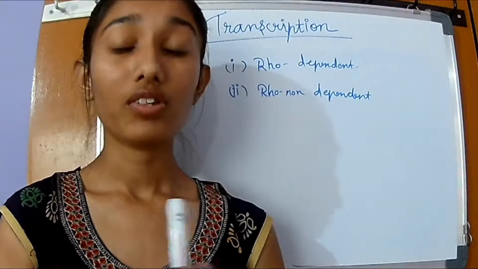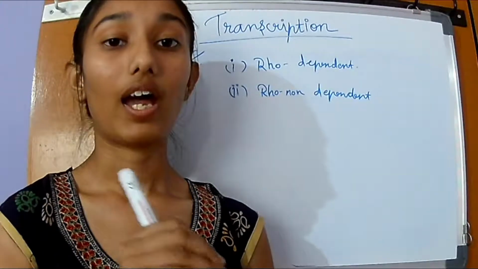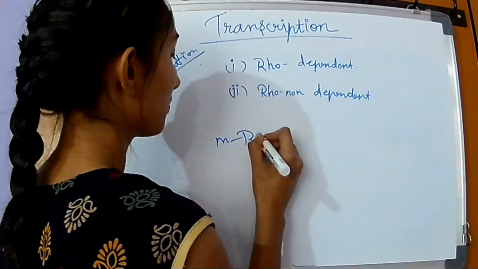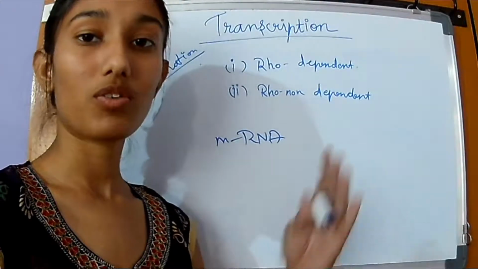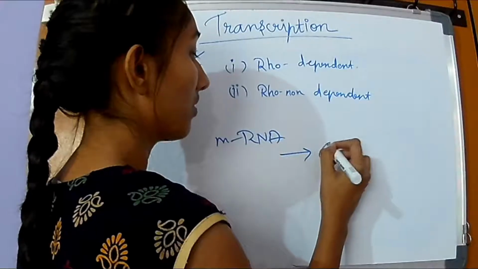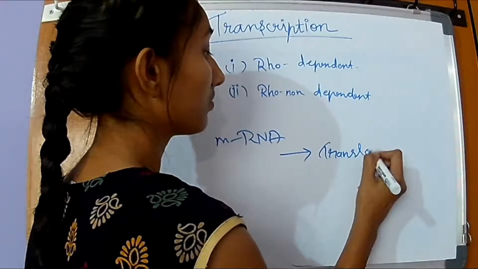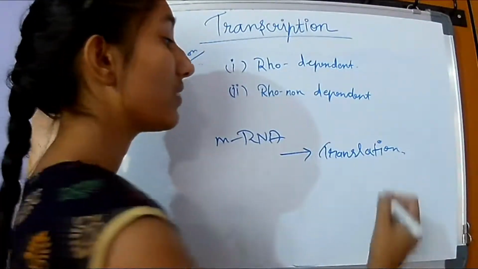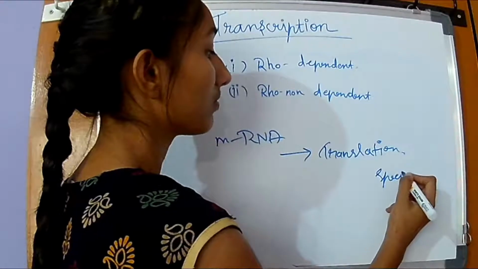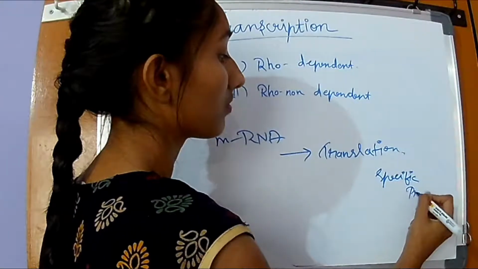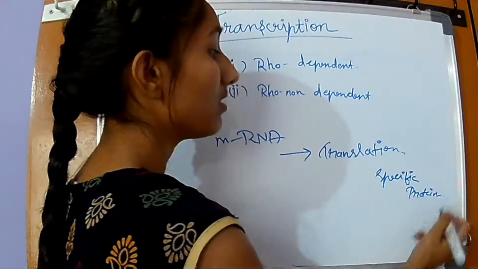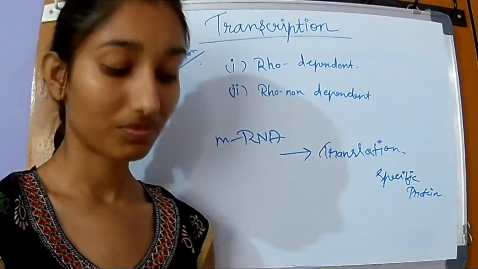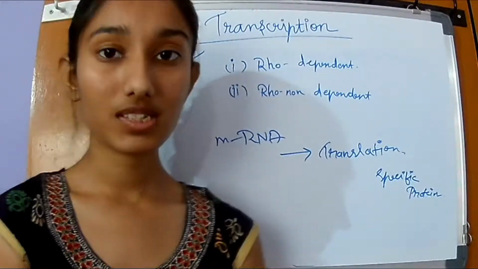Now, after termination, the mRNA which we have collected will go with the information of DNA to a process called translation, in which specific proteins, or you can say amino acids, are produced on the basis of this information. So this is it for transcription.